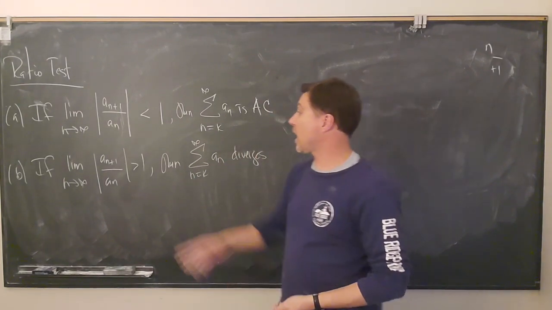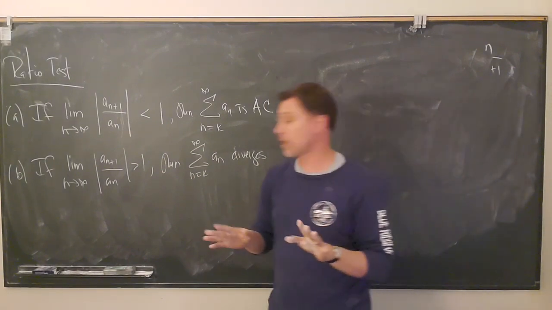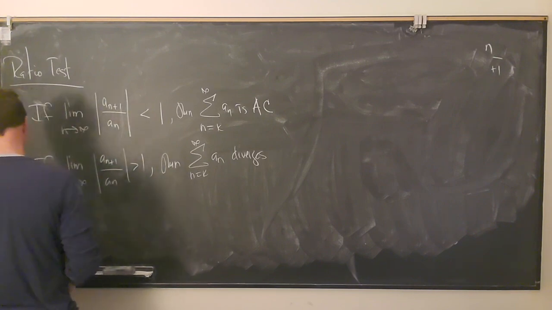And then there's one last option. What if the limit's equal to 1? It turns out if the limit is equal to 1, then the ratio test is inconclusive. All right, so that means you've got to try some other test.